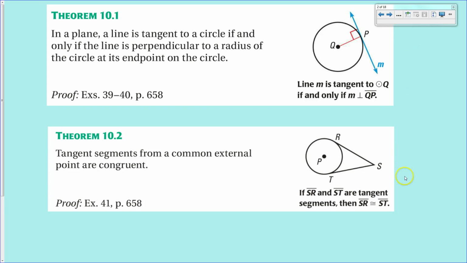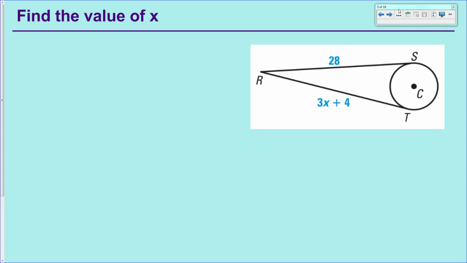And then secondly, tangent segments from a common external point. It's the opposite of the way that I constructed it. We constructed the tangent lines first, and then we found that point. But if you take any point outside the circle and draw tangent lines to the circle, then those two segments that you draw are congruent. So we can use these properties to do a couple simple to slightly less simple problems.